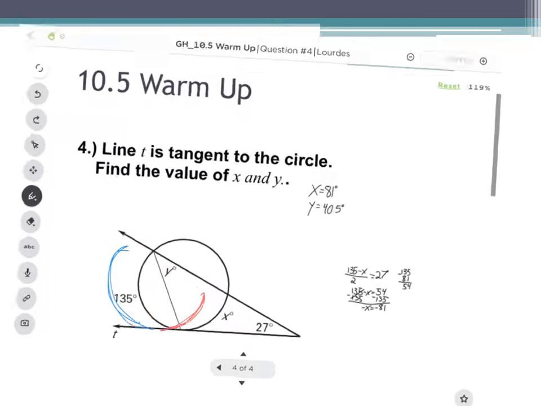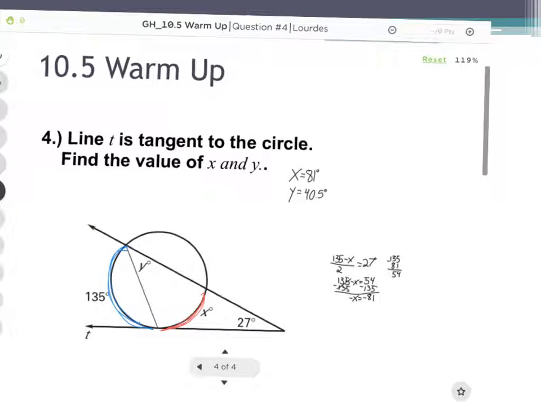Okay, whose is this? This is Lourdes. So big arc, minus little arc, which is X, divided by 2 was 27. Multiply 2 on both sides, got 54. 135 minus X equals 54. Subtract the 135. She got negative X equals negative 81. Divide or multiply by negative 1, and X is 81 degrees.